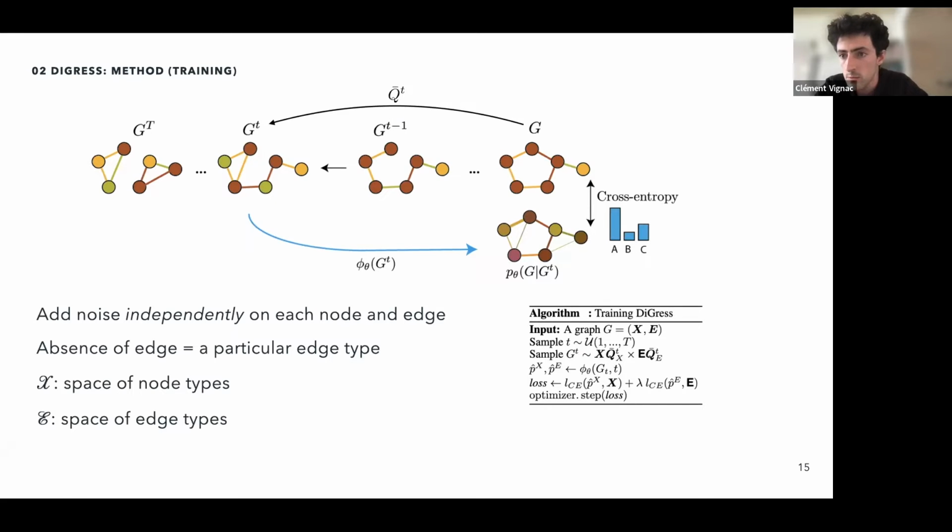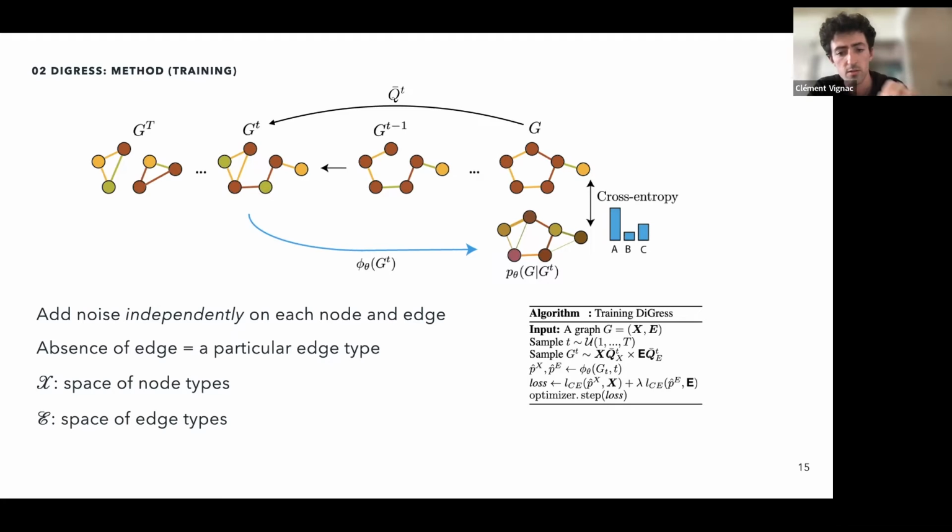If you do that, then you get a probability distribution on the true graphs, and you train it with standard cross-entropy loss on every node and every edge. What is important is that the noise is independent. It's added independently on every node and every edge, but it doesn't mean that it's generated independently, because of course the neural network takes the full graph as input.